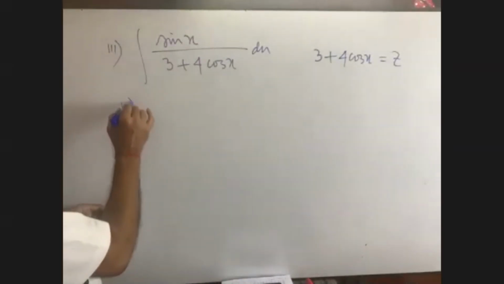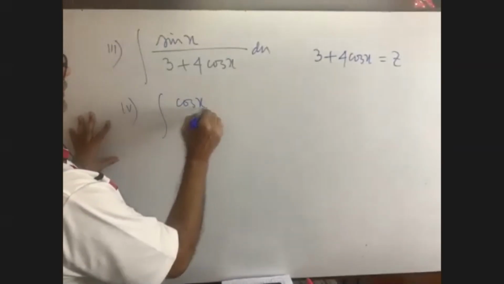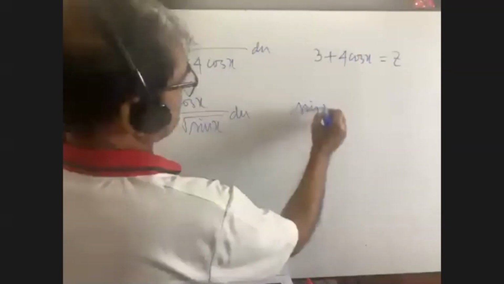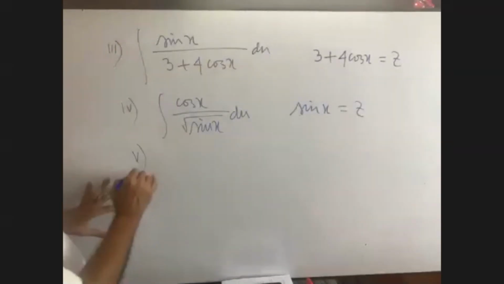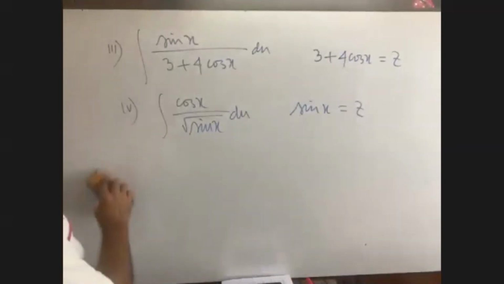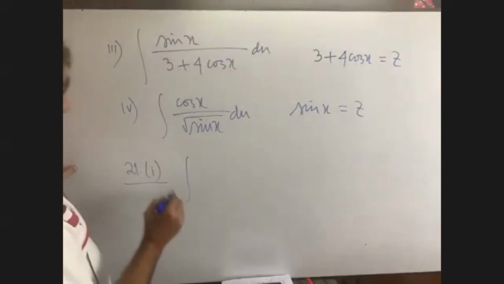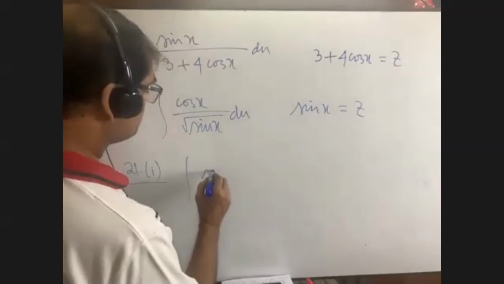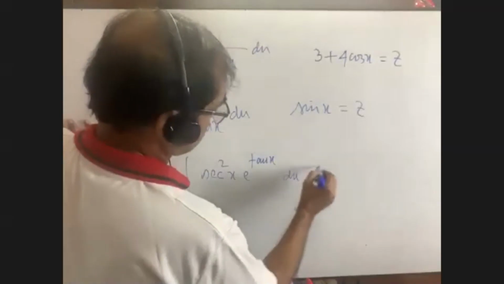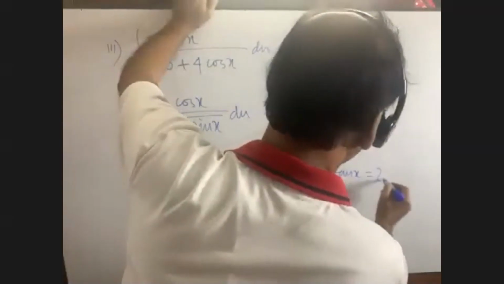Question number 4: cos x by root over sin x dx. Here sin x will be let as z. Number 5, okay, we don't have number 5. We have then 21. Question number 21(1): sec square x e to the power 10x dx. Here in this math, you will let 10x as z.